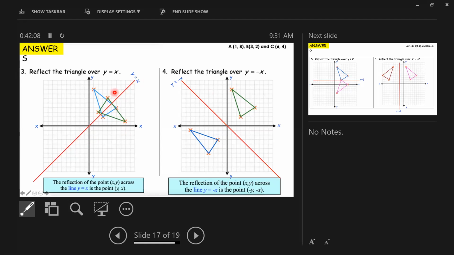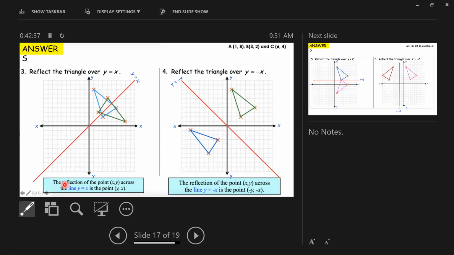So in that case here, we do the same thing for each point. So this one here is one space away from the mirror line. So on the other side of the mirror line, we go one space up. This one here is 2 spaces away from the mirror line. So we go 2 spaces on the other side of our mirror line. Okay. All right.